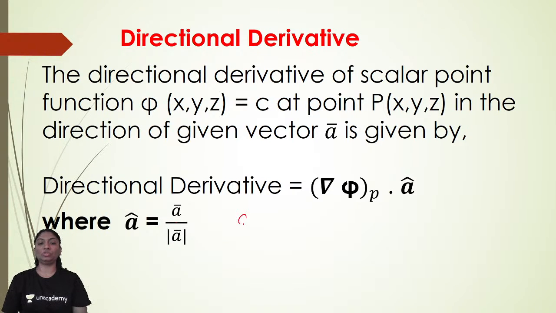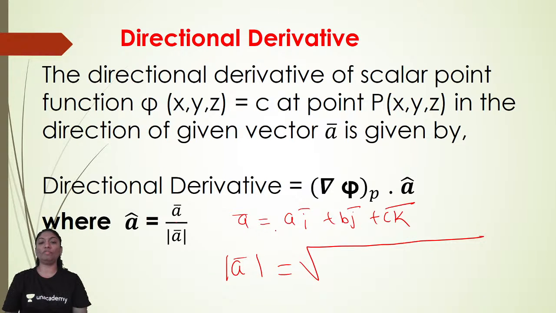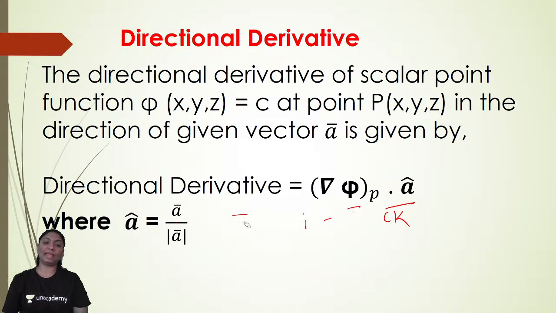Now we know, suppose your vector a bar is equal to a i bar plus b j bar plus c k bar, then we can calculate mod of a bar is equal to square root of a square plus b square plus c square. So you can calculate mod of a bar by using the formula square root of a square plus b square plus c square. Okay, so this is your formula to calculate the mod of a bar, and a cap is given by a bar upon mod of a bar.